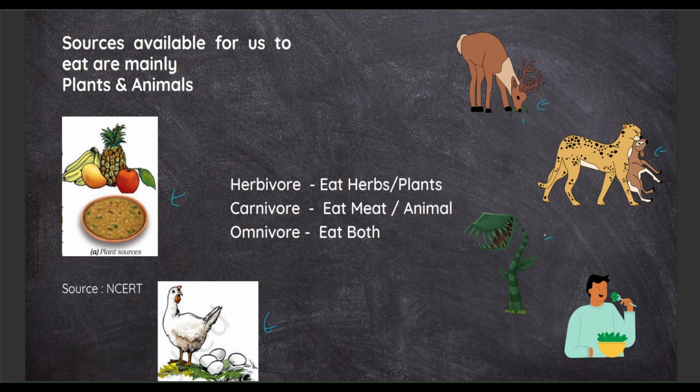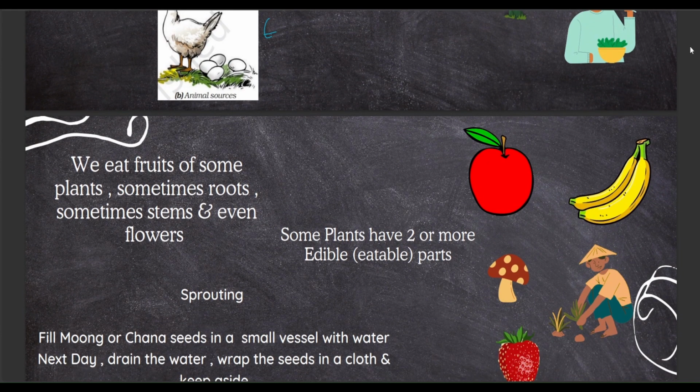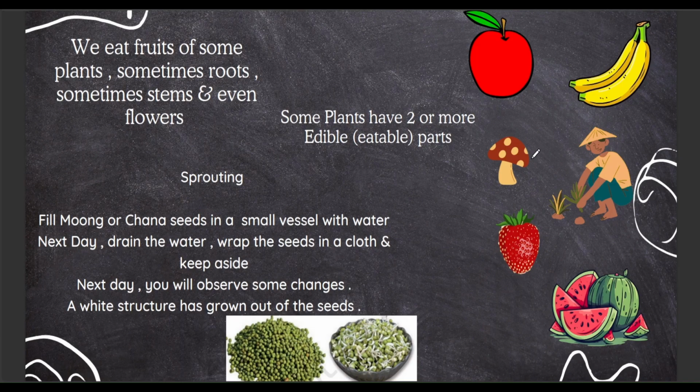This is a Venus flytrap. This is a carnivorous plant. It traps insects inside it and eats them. We humans, though we have a choice, are omnivores who eat both plants and animals. The next page. We eat fruits of some plants, sometimes roots, and sometimes stems, and even flowers. Some plants have two or more edible, that is eatable, parts.